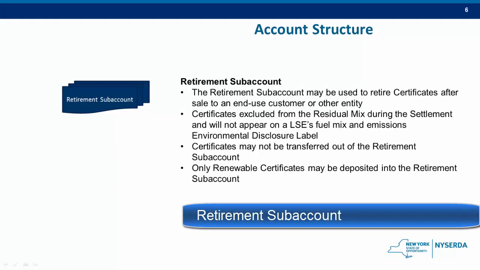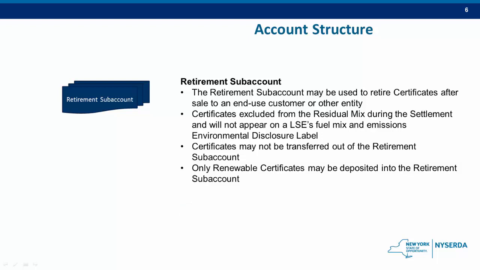Retirement subaccount. The retirement subaccount is used for voluntary retirement activity not associated with environmental disclosure labels. Certificates in the retirement subaccount are excluded from the residual mix during NYGATS settlement and will not appear on the environmental disclosure label. When a certificate is transferred to a retirement subaccount, the account holder must specify the purpose for the certificate retirement. Additional information on the retirement subaccount can be found in the Certificate Retirements training video located on the website.